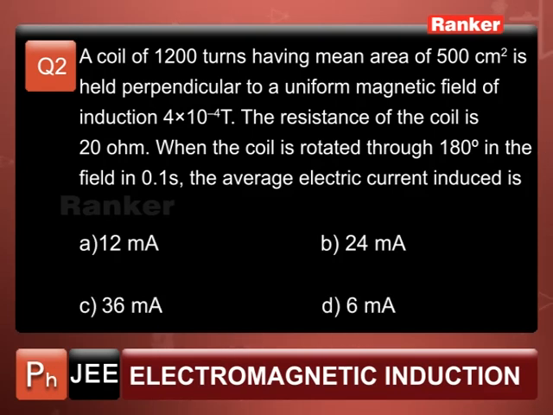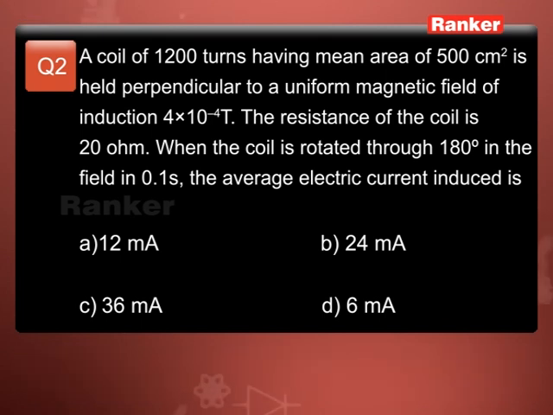A coil of 1200 turns having mean area of 500 centimeter square is held perpendicular to a uniform magnetic field of induction 4 into 10 power minus 4 Tesla. One thing first of all we should understand here after reading the first sentence of this problem, that the coil is placed at right angles. Then only you can understand the flux that is passing through the coil is maximum.